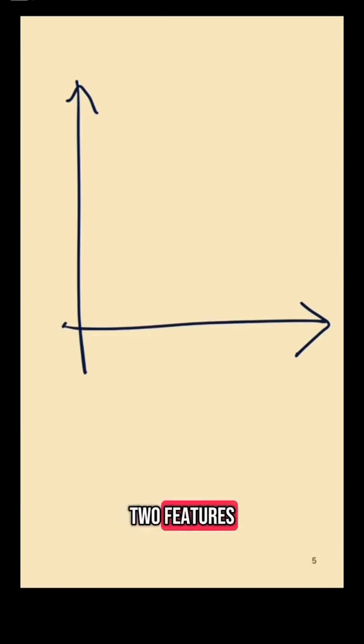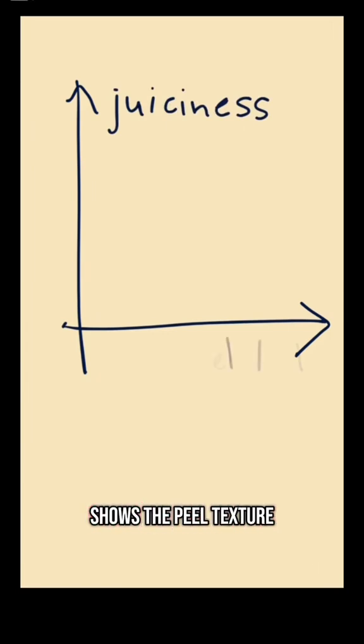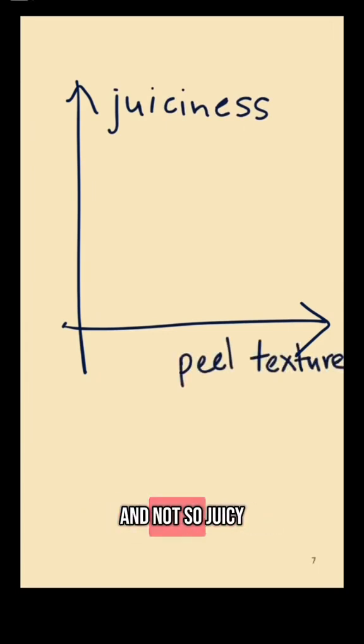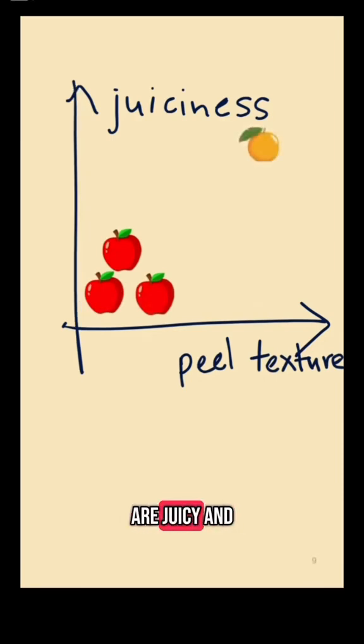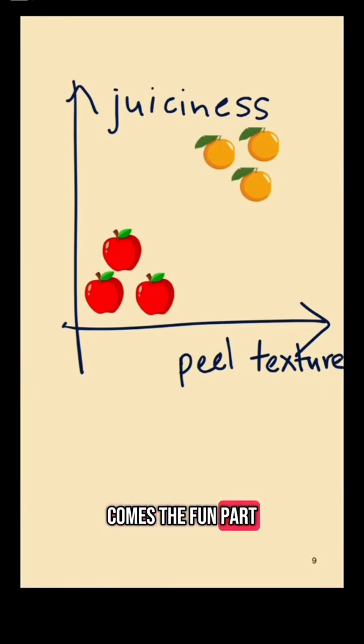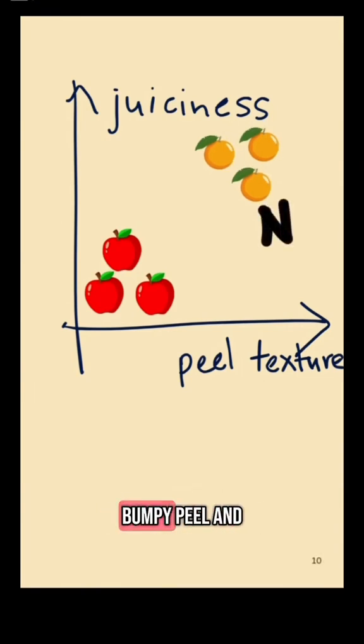Imagine we have two features. The y-axis shows juiciness and the x-axis shows the peel texture. Apples are smooth and not so juicy, so they sit here on the graph. Oranges, on the other hand, are juicy and have bumpy peels, so they fall over here. Now comes the fun part. We've got a new fruit and it has a bumpy peel at a moderate juiciness. How do we figure out if it's an apple or an orange?